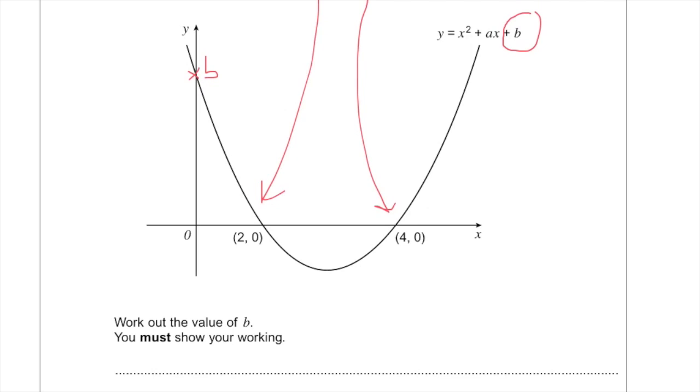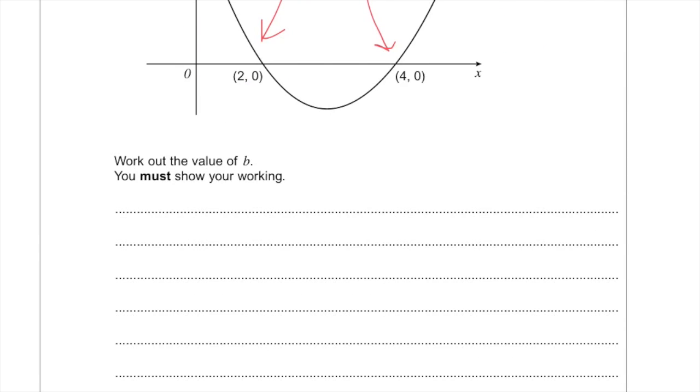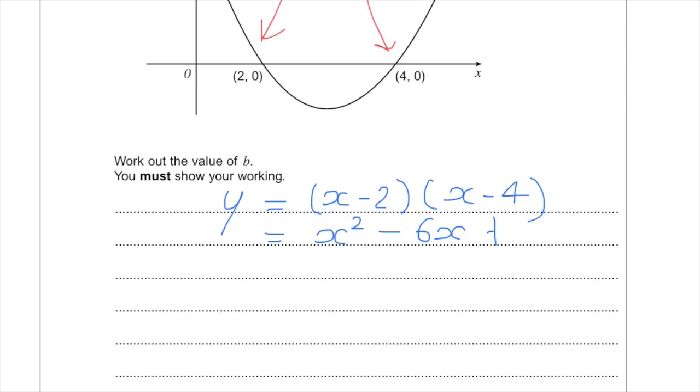Now, if the graph crosses the x-axis at these 2 points, (2, 0) and (4, 0), it must have roots at 2 and 4, which means that its equation must be of the form (x minus 2)(x minus 4), as the factorised version of our quadratic equation gives us roots of x equals 2 and x equals 4, i.e. the x-intercepts. If we then expand our pair of brackets, we get x squared minus 6x plus 8, which, if we compare this with y equals x squared plus ax plus b, this very simply tells us that b has got to equal 8.